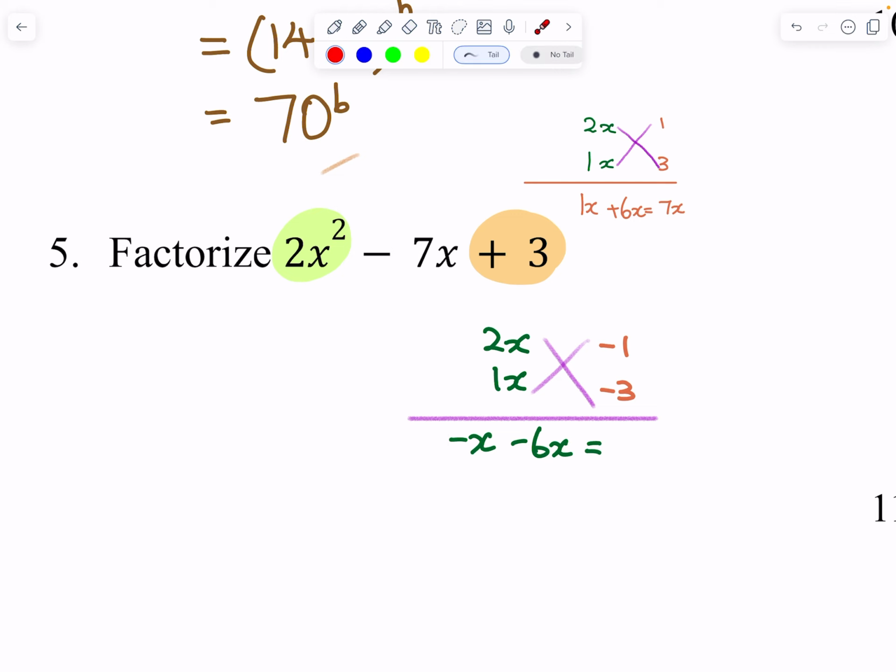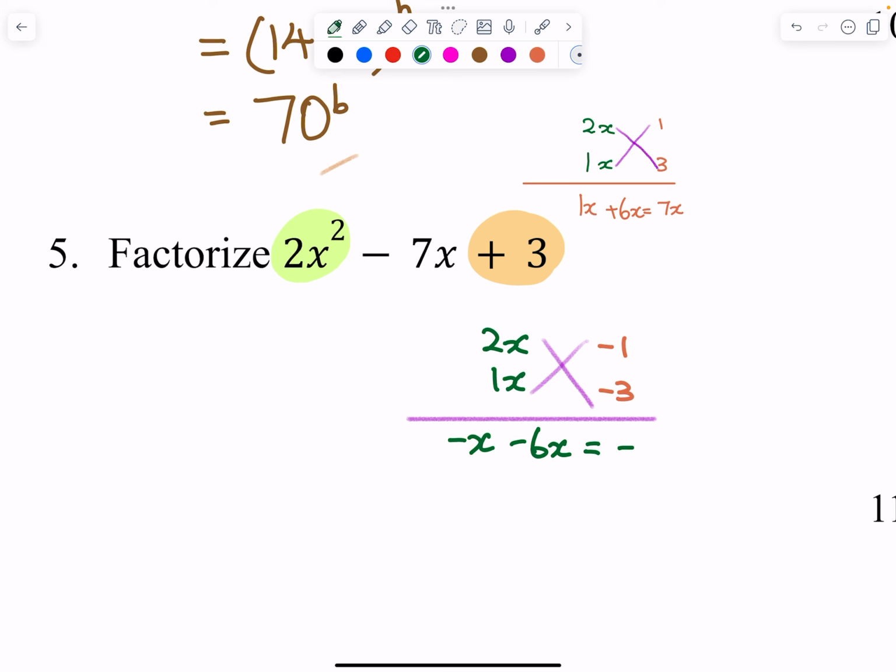And then you're 1 step down, and you're going 6 more steps down. How many steps are you down? So negative x minus 6x. Negative x basically means a hidden 1. So negative 1 minus 6, negative 7x.